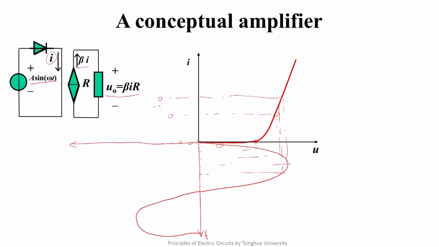When the voltage drops below a certain value, the current changes to zero. When the voltage is in the negative half cycle, the current is almost zero because of the nonlinear UI properties of the diode. By connecting all points, we can get the current waveform like this.